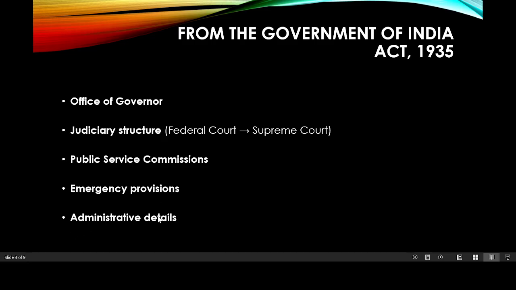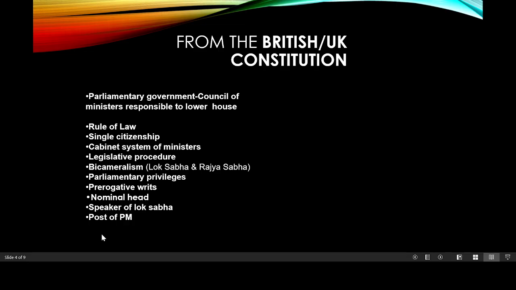There are many things which have been added from the 1935 Act, but from the exam point of view, you have to remember these five. Next, this is from the British or UK Constitution. As we were already under British rule for more than two centuries and were acquainted with the form, many features of the British Constitution have been added to the Indian Constitution.